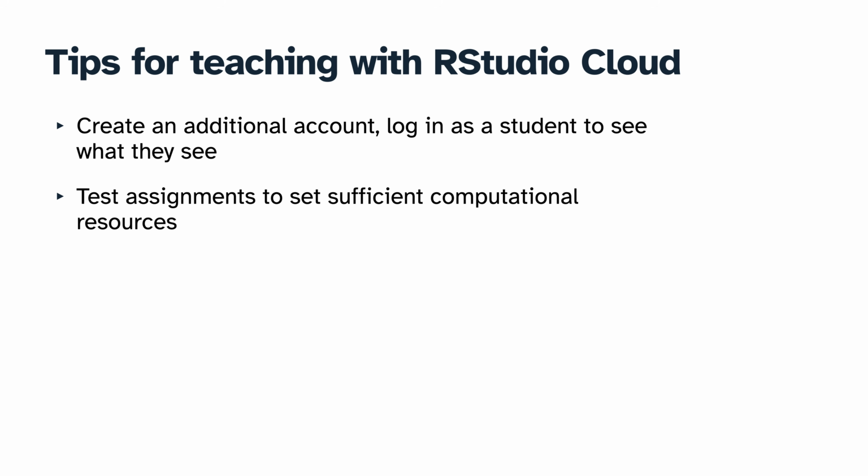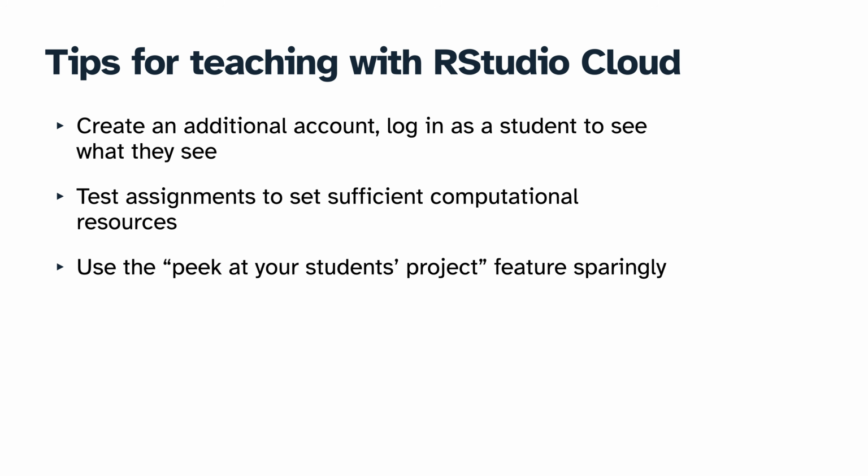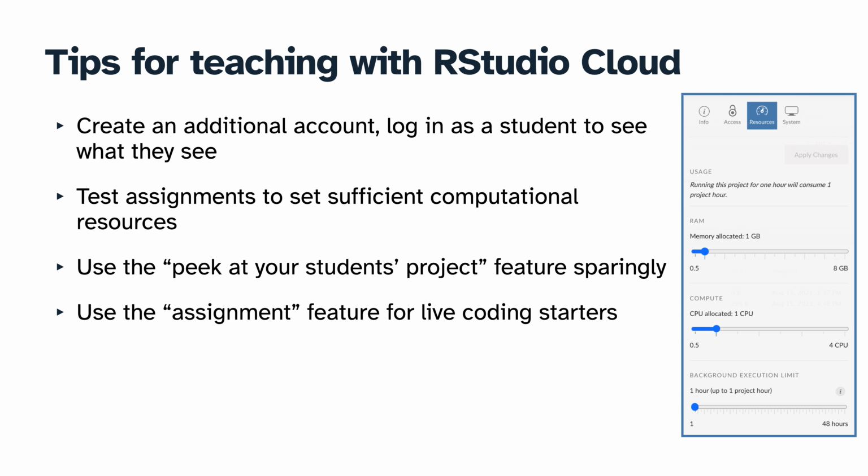Test assignments to set sufficient computational resources. These are toggles that you can change. So you can see those little toggles on the side here. Make sure that you test that the data size you have or the computation you're asking your students to do will actually work with the allocated RAM and CPUs. And if not, you will be able to toggle those up if you want.